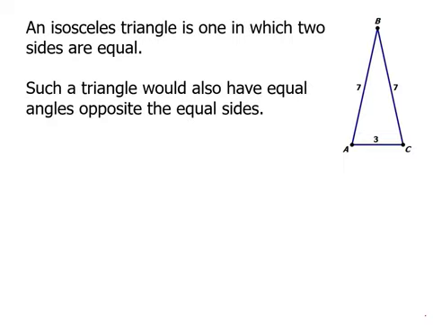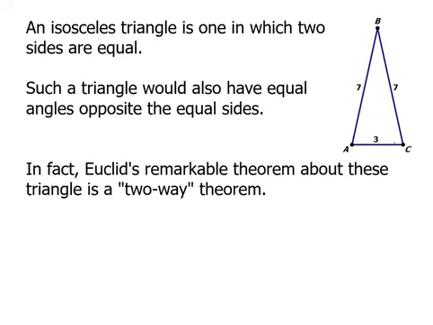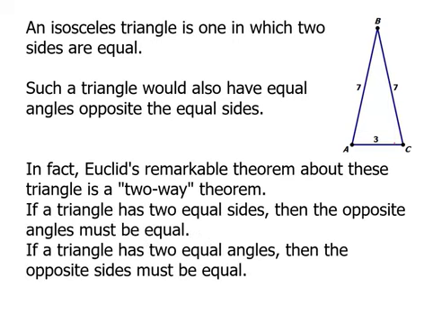Such a triangle would also have equal angles, opposite the equal sides. So this angle here equals this angle here. In fact, Euclid's remarkable theorem about these is a two-way theorem. In other words, if we know that the two sides are equal, then we can conclude that the two angles are equal. If we know that the two angles are equal, then we can conclude that the two sides are equal. So it's important to know that the logic goes both ways there.